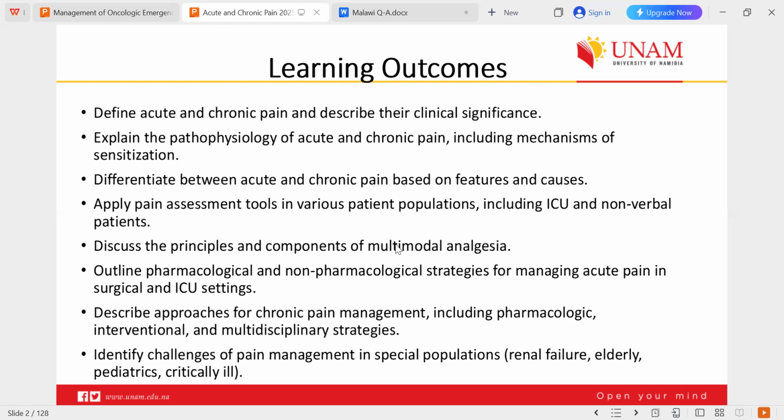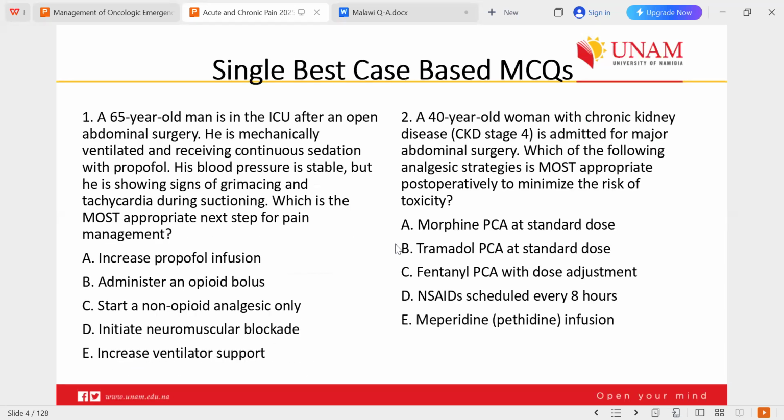You should be able to describe the principles and components of multimodal analgesia. Outline pharmacological and non-pharmacological strategies for managing acute pain. Describe approaches for the management of chronic pain, and identify challenges of pain management in special populations. All right, so these will be our goals, and we'll follow this outline. So quickly, let's see how far we can go with our questions today.